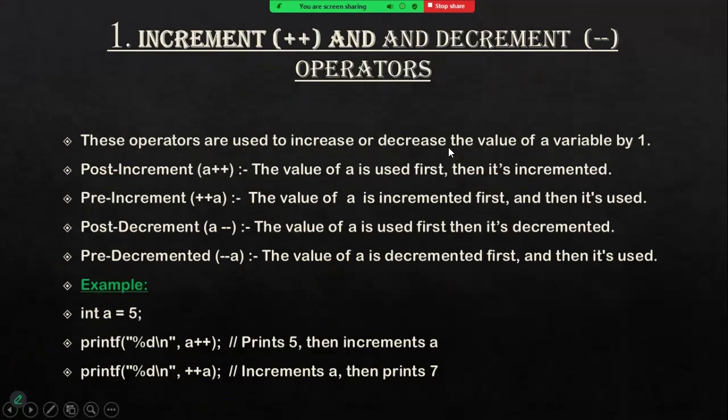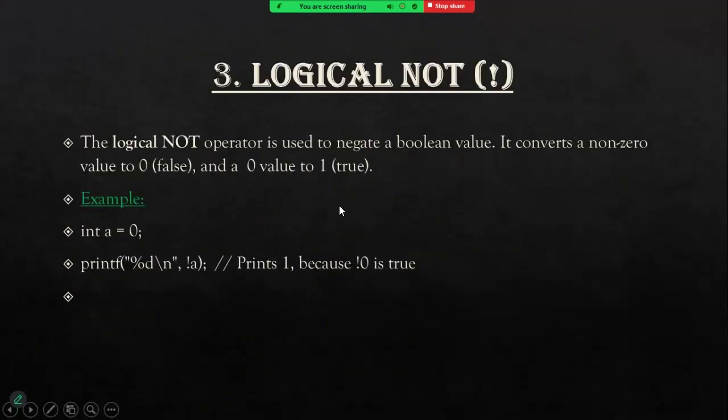Next. After that, we will talk about logical NOT. So this operator works with Boolean values. So it flips true and false and vice versa. So let's check it out. The logical NOT operator is used to negate a Boolean value. Boolean value is what? Boolean value is 0 or 1. It is a computer value. And it converts a non-zero value to 0, false, or 0 value to 1, true.